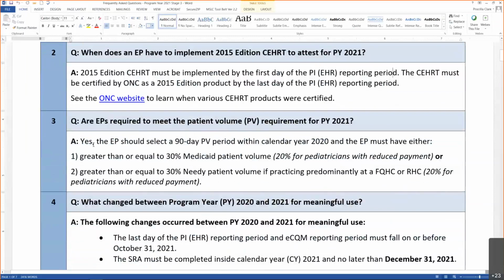Keep in mind that we briefly touched on the patient volume requirement for program 2021. That question in this document is question 3. Are EPs required to meet the patient volume requirement for program year 2021? The answer is yes. The EP should select a 90-day patient volume period within calendar year 2020, and the EP must have either greater than or equal to 30% Medicaid patient volume, or 2, greater than or equal to 30% needy patient volume if practicing predominantly at an FQHC or RHC.